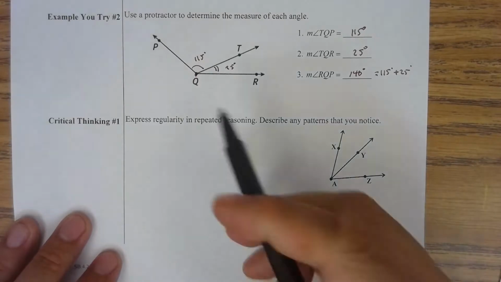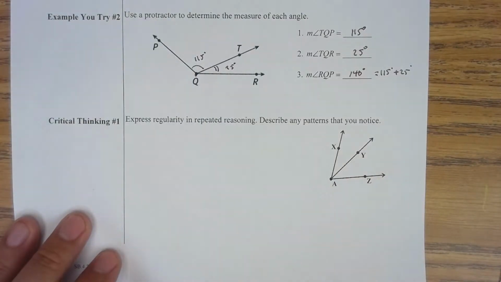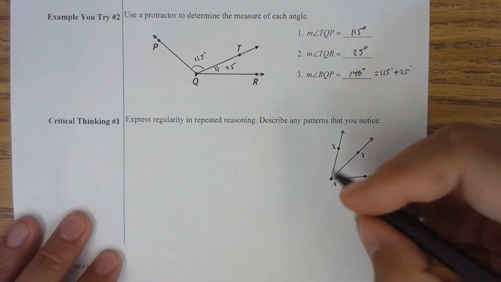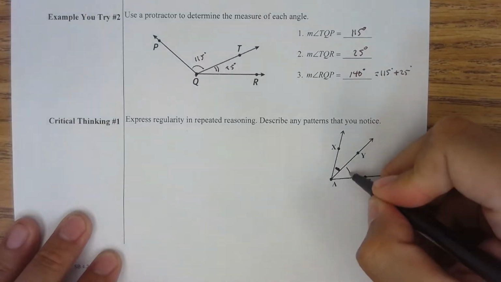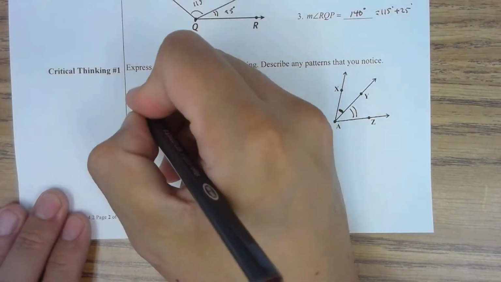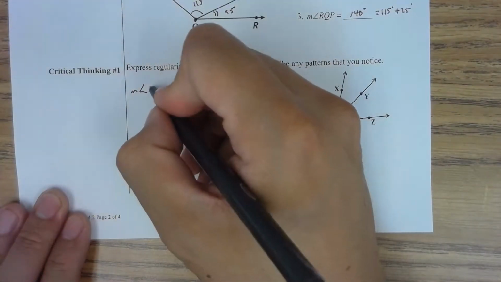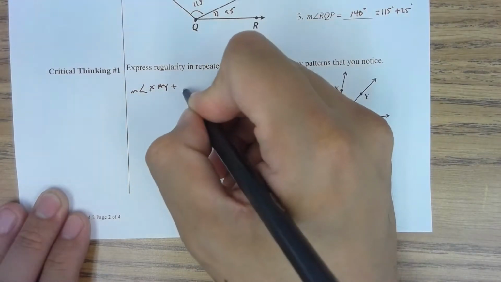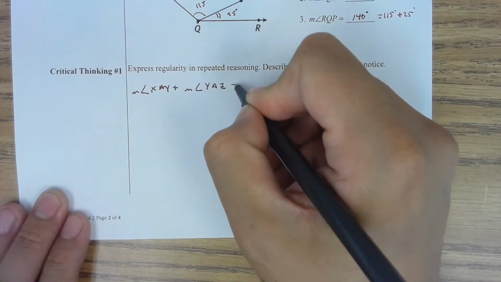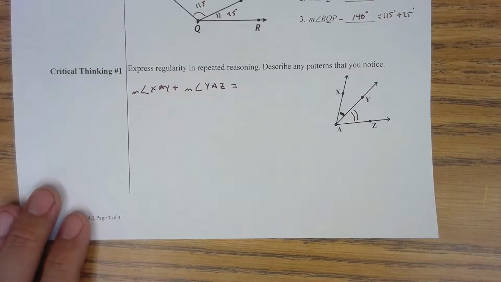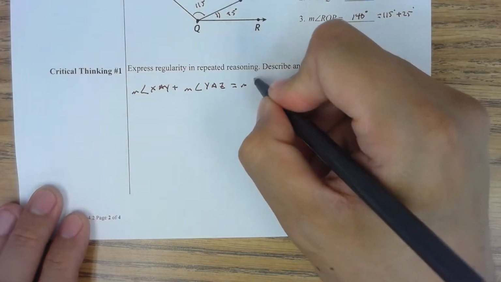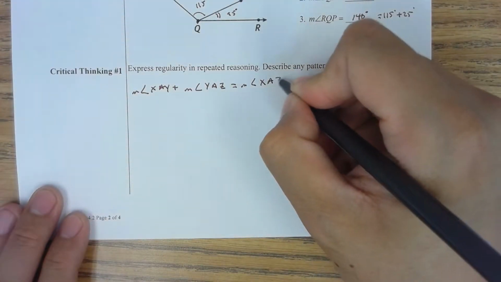If you notice this pattern, that means you should notice something about this. What they want you to do is figure out the pattern here. This angle here and this angle here, what can you do with those two angles? Well, if you think about it, the measure of angle XAY plus the measure of angle YAG should give you what? The whole thing. So angle XAG.